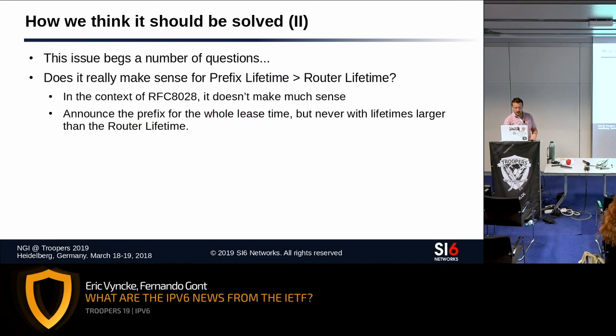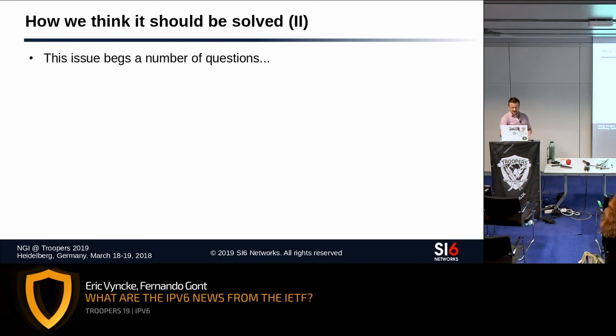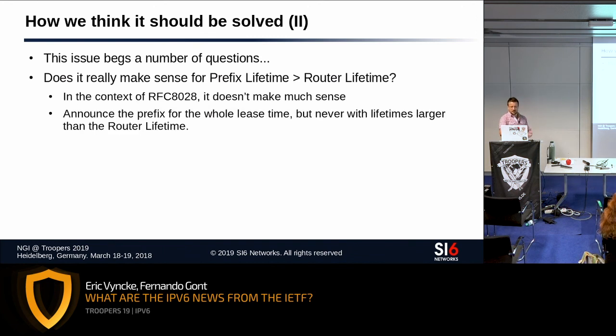Okay. Now, I think this is the last slide. When you think about this problem, it begs a number of questions, such as this, for example. Normally, when you look at RAs, the prefix lifetime is normally valid for 1 month. So that means that the prefixes that are advertised on the local network are valid for 1 month. On the other hand, the router lifetime is valid for 30 minutes. That doesn't make much sense.